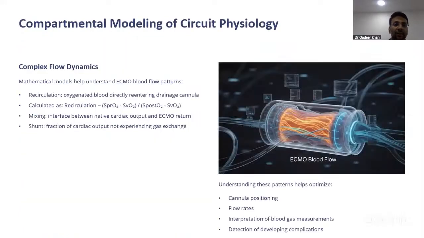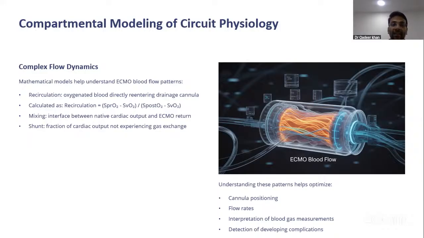And the other thing, as I told, the second problem which can arise in VV ECMO is the problem of recirculation. We need to understand that the drainage cannula, which is draining through the femoral vein, is in the IVC, and the return cannula is in the SVC. If the distance between the draining cannula and the return cannula is less than 8 centimeters, then you may have recirculation happening. Usually the gap between the drainage and the return cannula should be approximately 10 to 12 centimeters. If the patient is having recirculation and your oxygenation is not maintained, then we need to calculate recirculation with this formula.